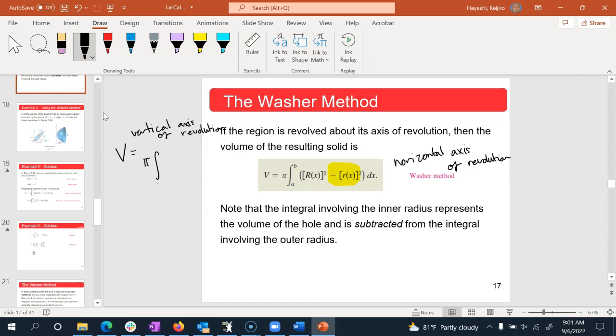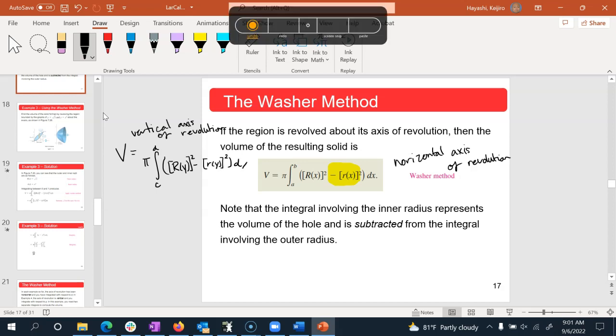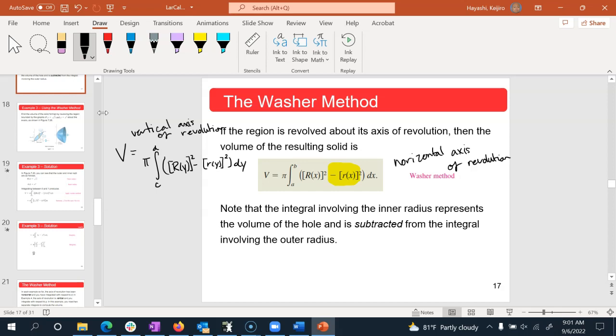That's going to be pi times the integral from c to d. I mean, it's not really different from a to b, but c to d is usually used for a dy integration. Times the big radius as a function of y squared minus the little radius as a function of y squared. Yeah, so that's dy. That's just if you wanted a different formula for dy explicitly.